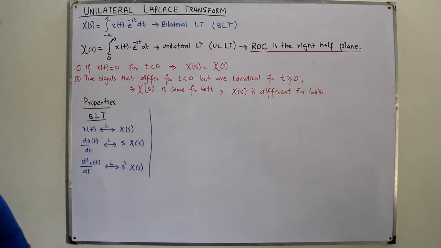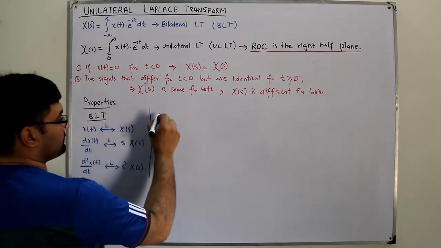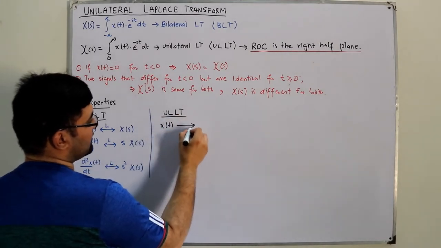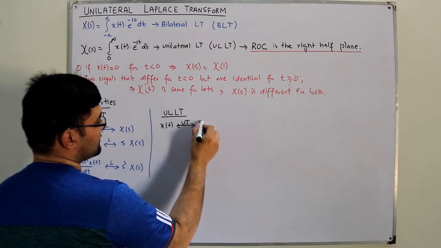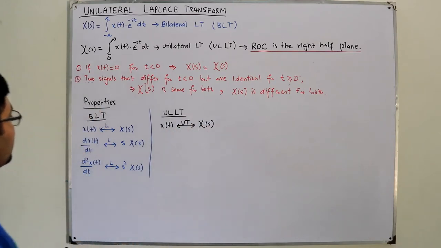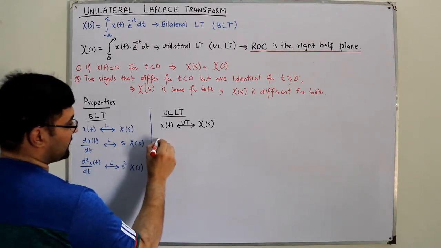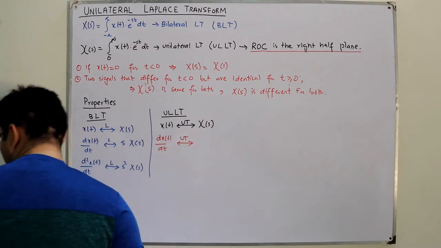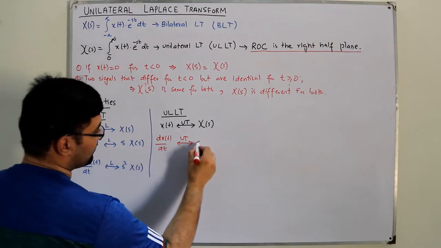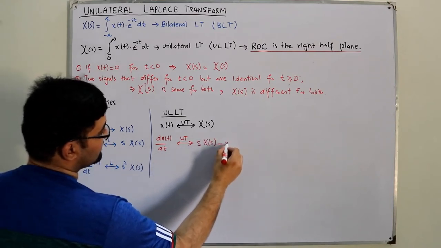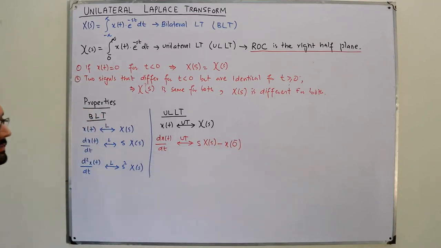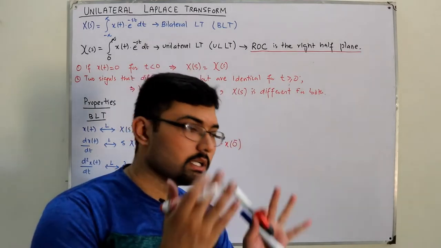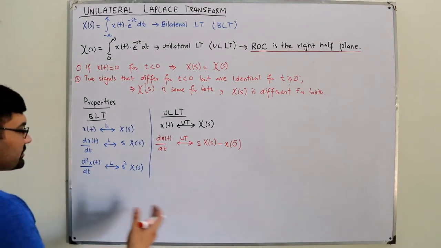Whereas if you talk about the unilateral Laplace transform, if a signal x of t has the corresponding unilateral Laplace transform x of s, the derivative of the signal will have a Laplace transform s times x of s minus x of 0 minus. This is an initial condition. You know initial conditions from differential equations courses. This is not the topic to cover in detail over here.